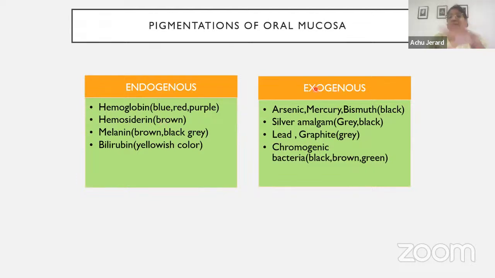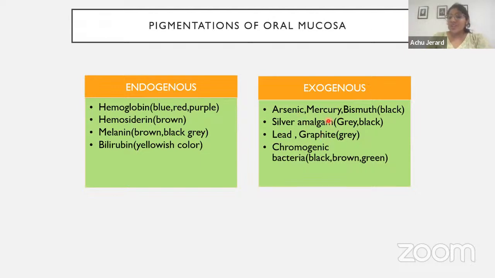Similarly with exogenous pigments, for the chromogenic bacteria, you might have seen clinically black or green or brown small spots on the tooth surface. It is because of chromogenic bacteria. Then lead and graphite give more of a gray line. How do you retain it from the other exogenous pigments? How I remember is, our pencil has a graphite rod, or lead rod, and when we write with a pencil it is gray in color. So similarly, I retain it like that. They give a grayish line along the marginal gingiva.